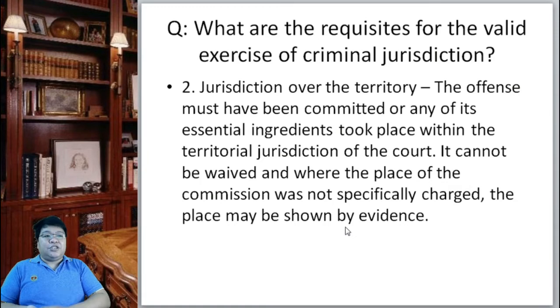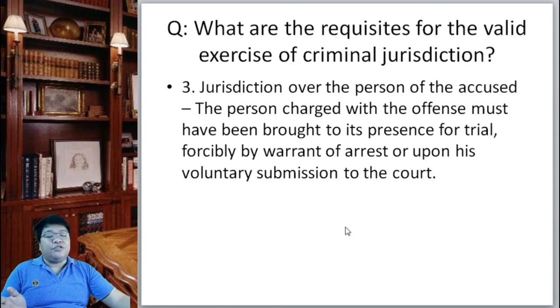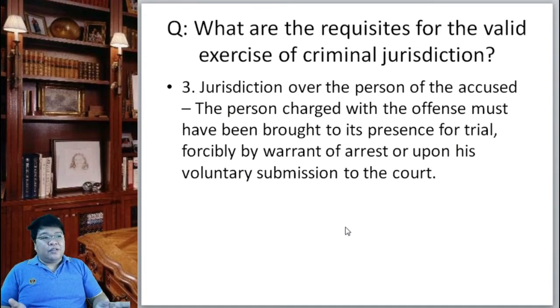Now, jurisdiction over the territory means what? The offense must have been committed, or any of its essential ingredients took place, within the territorial jurisdiction of the court. It cannot be waived, and where the place of the commission was not specifically charged, the place may be shown by evidence. So clearly, guys, first is jurisdiction over the subject matter, second is jurisdiction over the territory, and third is jurisdiction over the person of the accused. These things you must know. Okay?